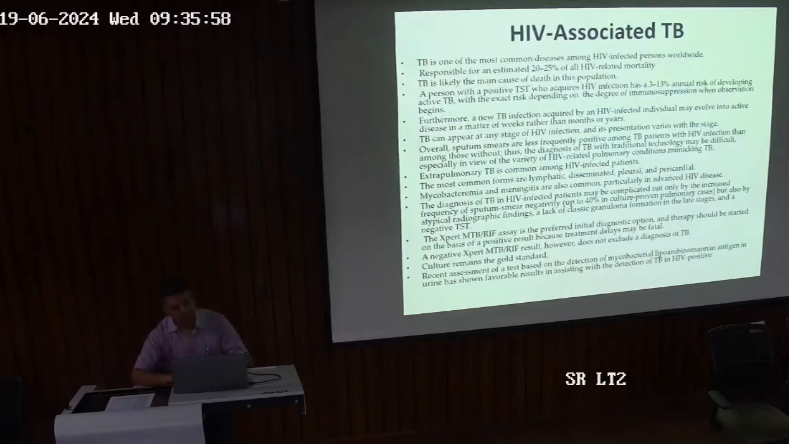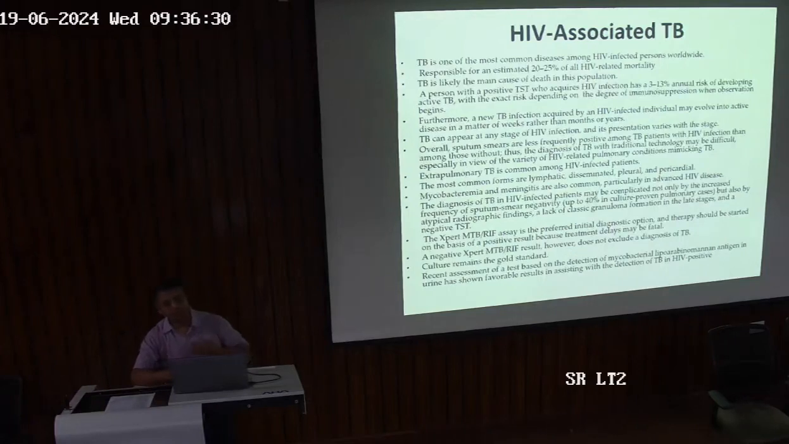A few lines regarding HIV associated TB. As we discussed, it is due to decreased cell mediated immunity, with the CD4 cell count decreasing, so activation of tuberculosis occurs. TB is one of the most common diseases among HIV infected persons worldwide. It is responsible for an estimated 20 to 25% of all HIV related mortality. This is important: HIV mortality, in the range of 25%, is due to tuberculosis.